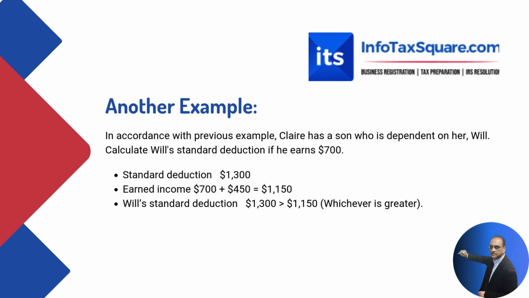So the standard deduction is $1,300. His earned income is $700 plus $450, so $1,150. Now we have to compare his earned income plus $450, a total of $1,150, with the standard deduction, and whichever is greater, we consider as the dependent's standard deduction. In this case, $1,300 is greater than $1,150. Therefore, Will's standard deduction will be $1,300.